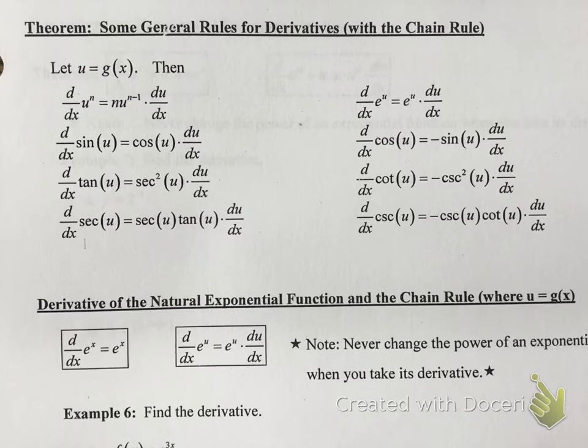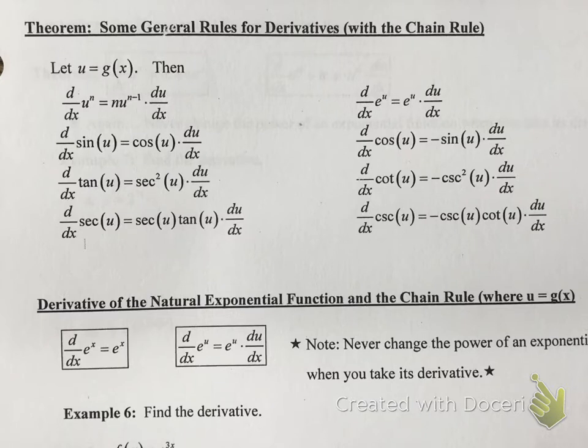If I take the derivative of tangent u, the derivative of tangent is secant squared u, and then I have to take the derivative of that inside function. So I take the derivative of u, which is du dx. Okay, if I'm taking the derivative of secant of something complicated, I take the derivative of secant, which is secant u tangent u, and then I take the derivative of whatever u is. So that's what du dx is.